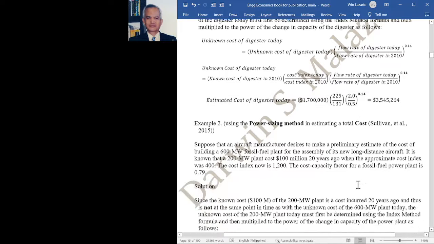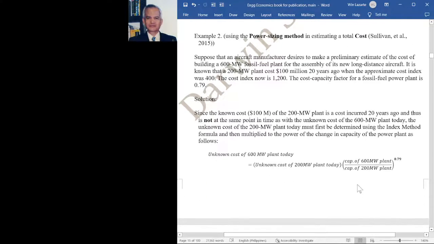Now, another example using the power sizing method in estimating a total cost. This example was taken from the reference book by Sullivan and others. Okay, this is the problem.